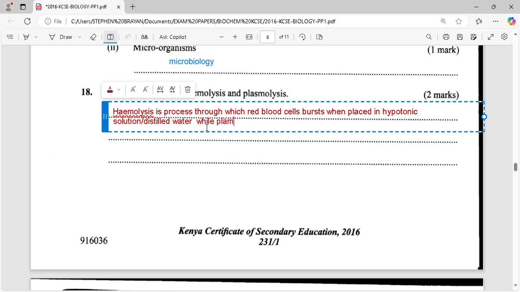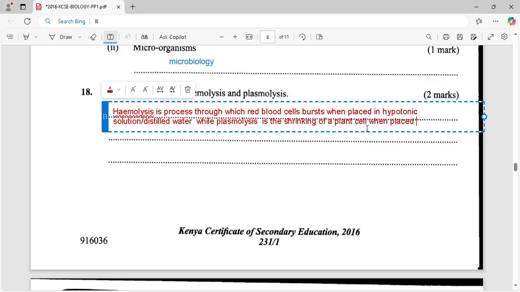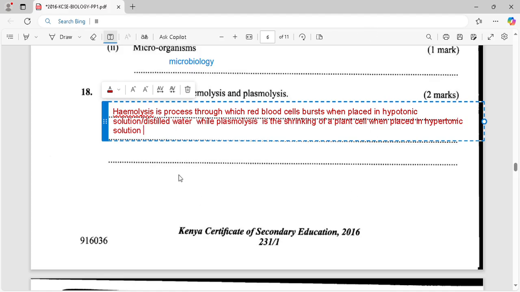plasmolysis, remember, plasmolysis is related with plant cells. So plasmolysis is the shrinking of a plant cell when placed in hypertonic solution. So that is the difference between hemolysis and plasmolysis.